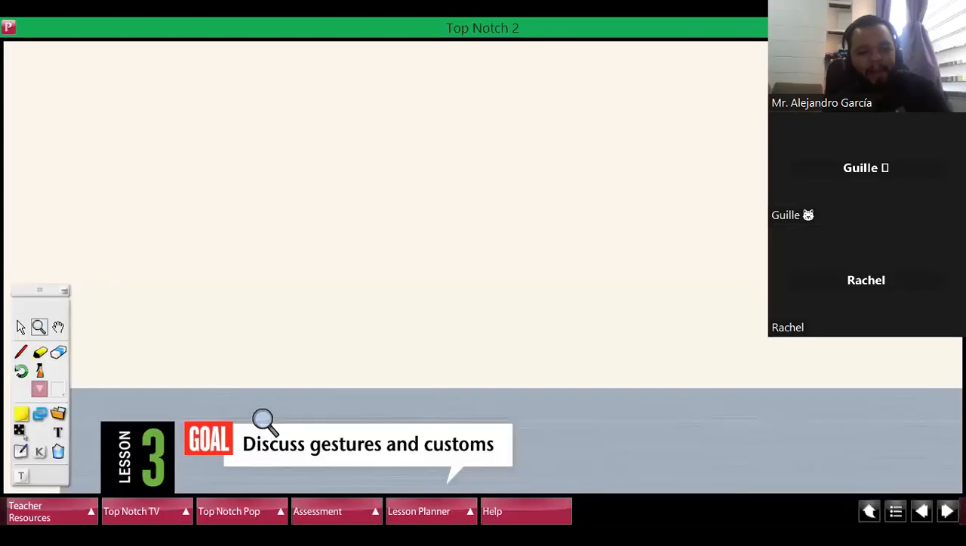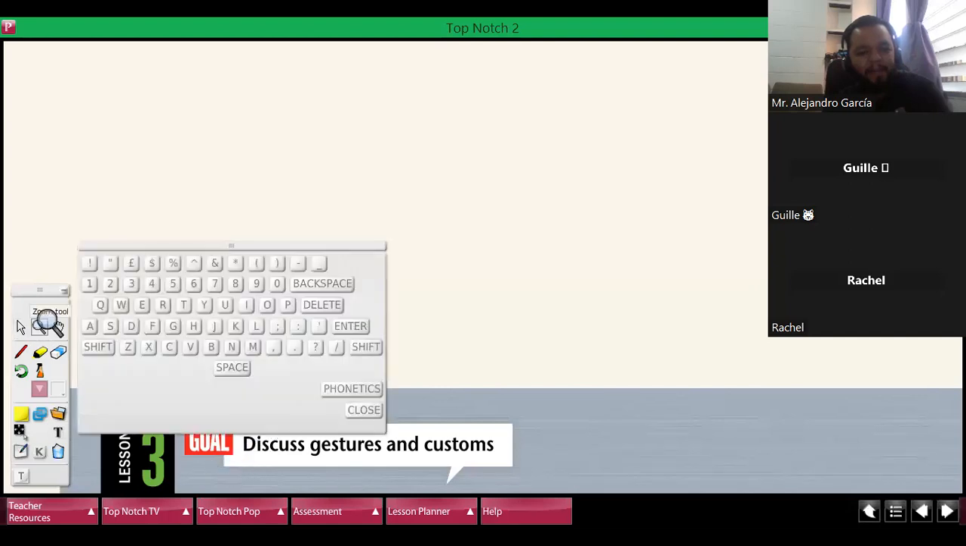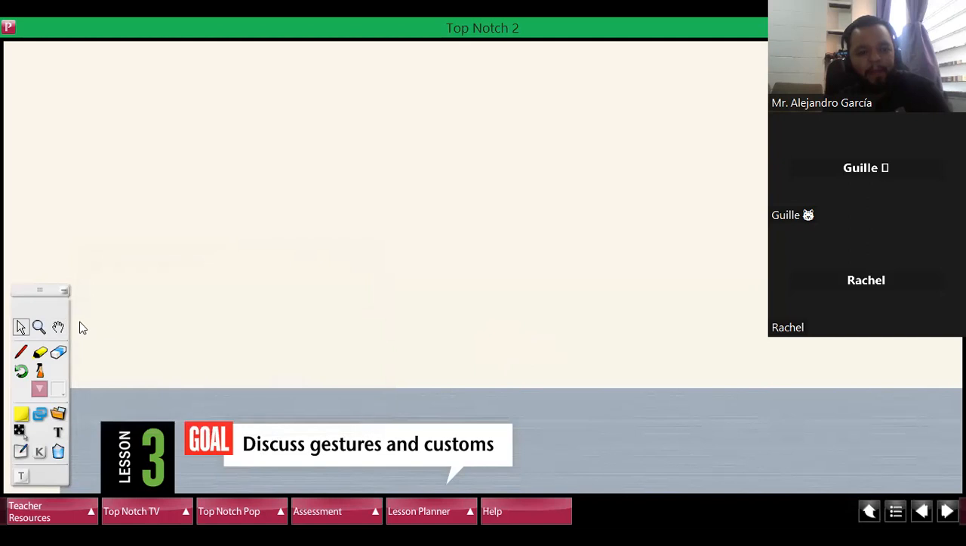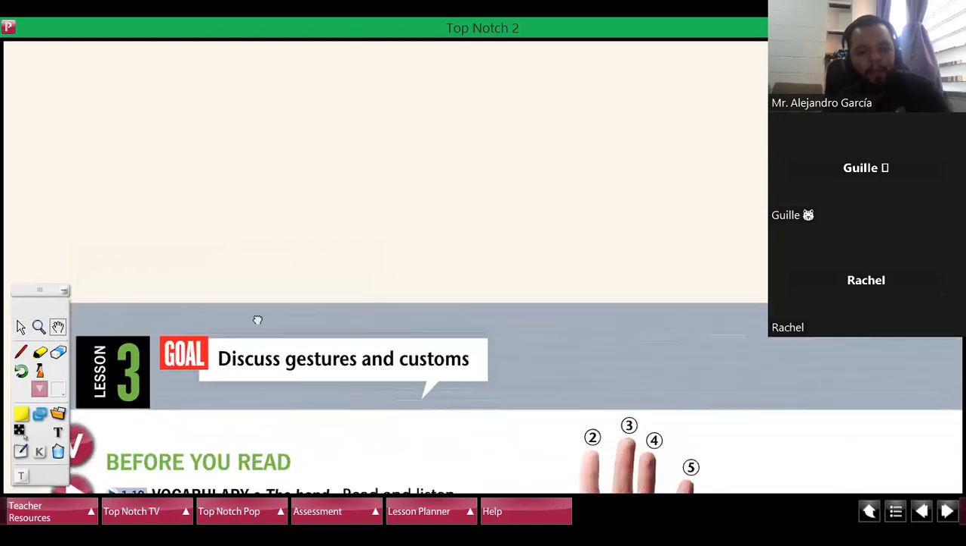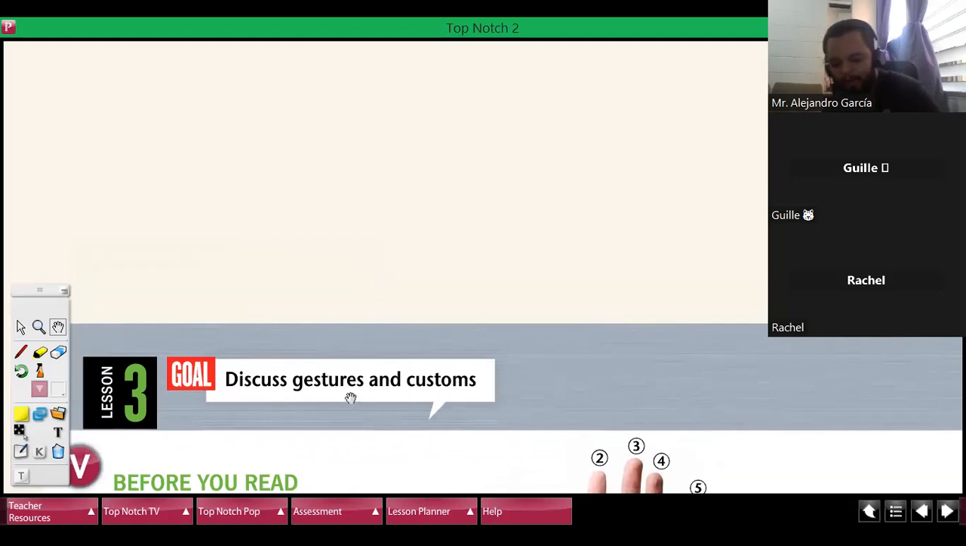Okay, we have the new lesson. Another lesson that is, do you see? Give me 1 second because I'm gonna share the screen. Do you see that? Discuss. What do you see on the screen? Discuss gestures and customs. Okay, gestures and customs.